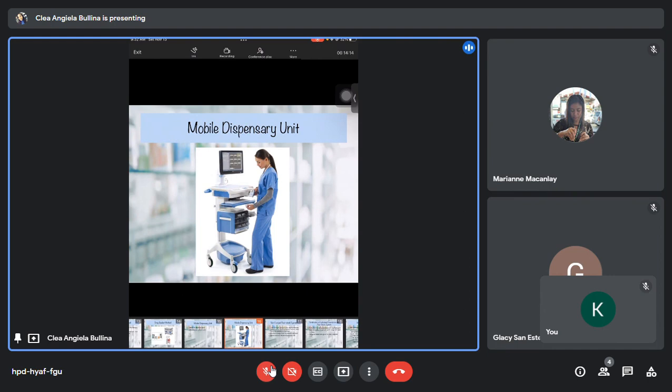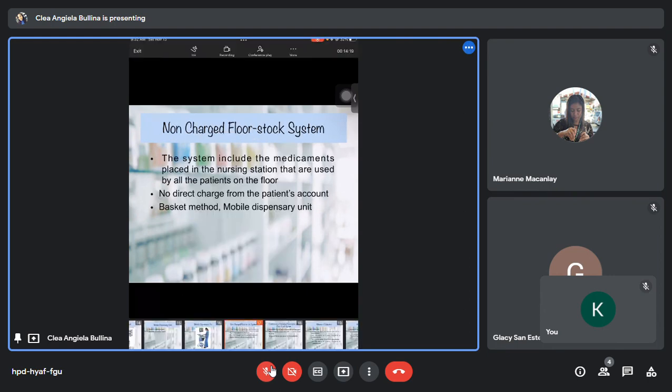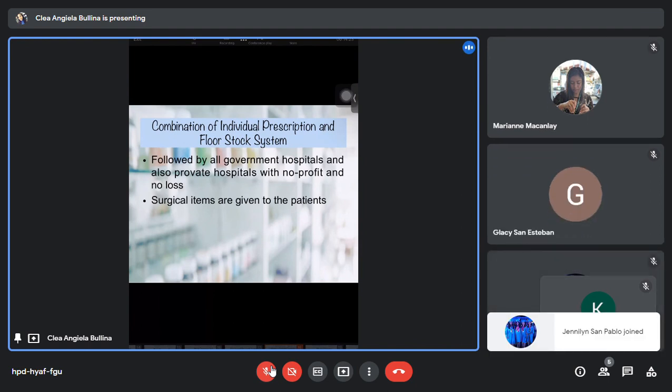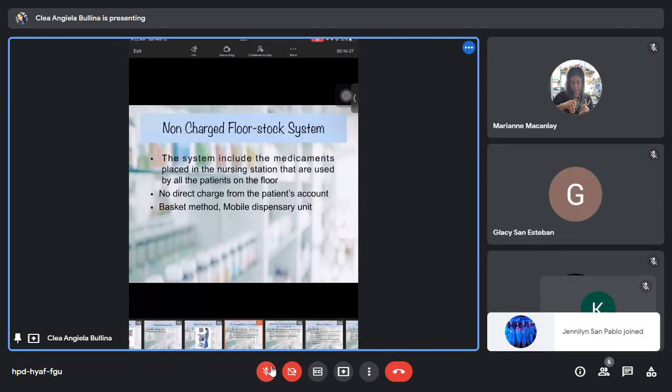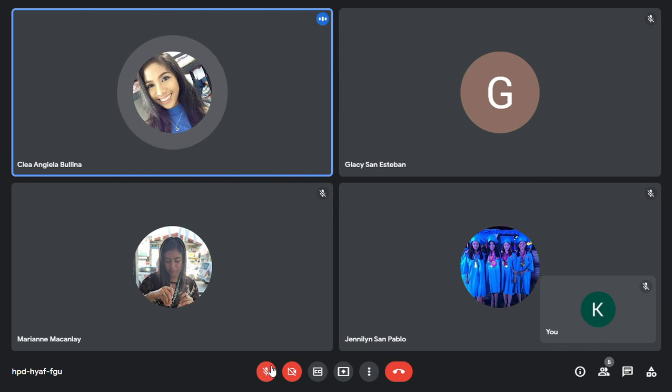Do you have any questions? Okay, so this is, sorry, na-repeat na to siya eh. This is individual floor stocks. The next one na siya. Okay, so do you have questions? Questions so far? Do you have questions?